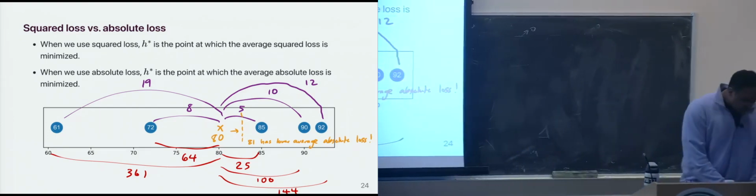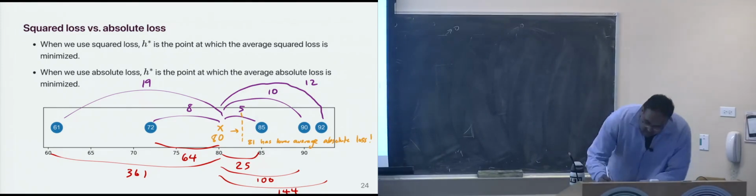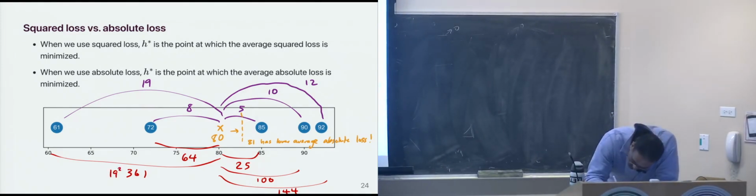The question is, where did I get 361? It is 19 squared. So maybe I'll annotate this. Okay.